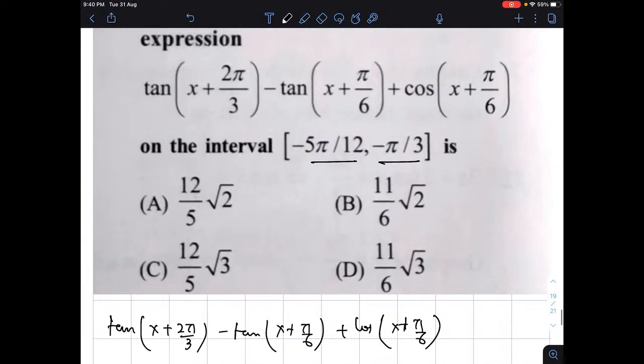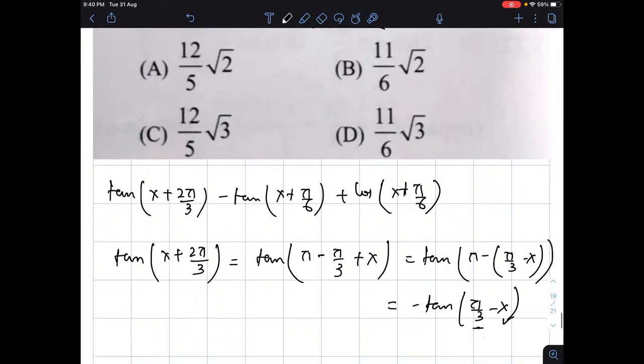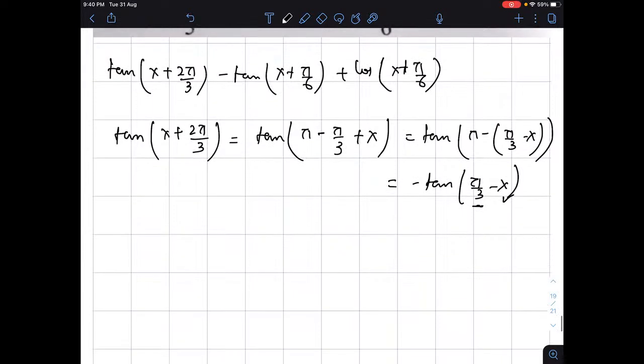In that interval means what? Minus 5 pi by 12 to minus pi by 3 along with this thing, so that things may become easier. Now the next thing, we'll transform it. x plus pi by 6 we have, so that can be written as tan of pi by 2 minus pi by 3.